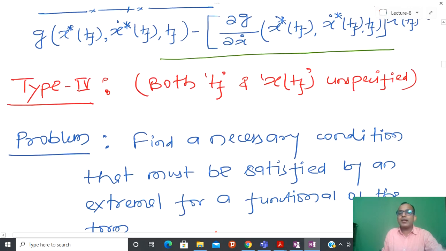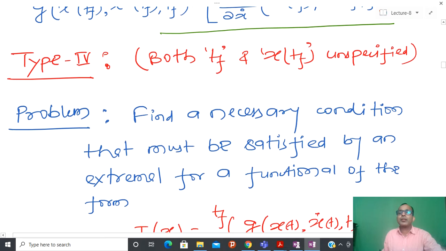In today's lecture, we are going to assume that both tf and x(tf) are unspecified. So this is a more general class, and it is possible to show that from type 4, by putting different restrictions, one can reconstruct type 1, type 2 and type 3. So the question is why we don't just discuss type 4 first and after that discuss type 1, type 2 and type 3.